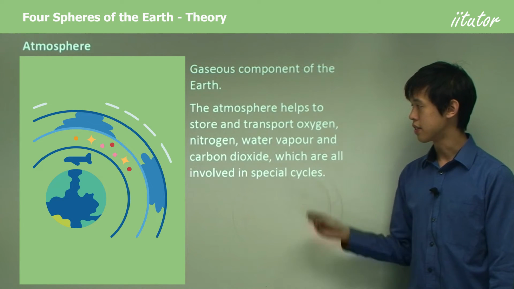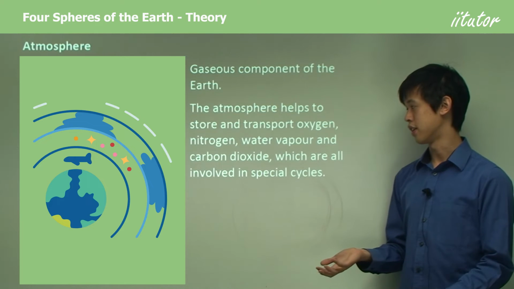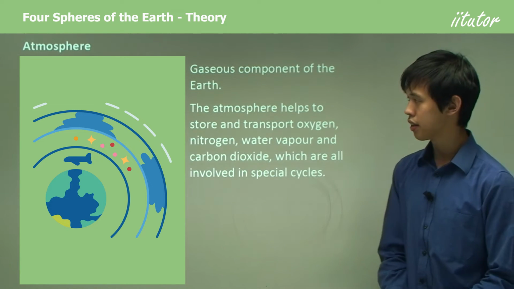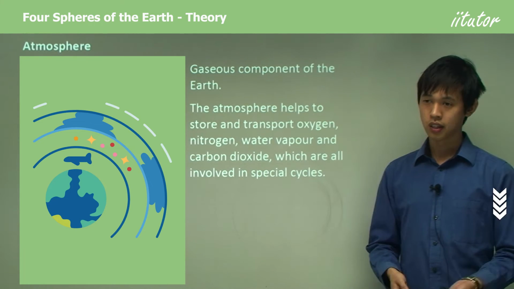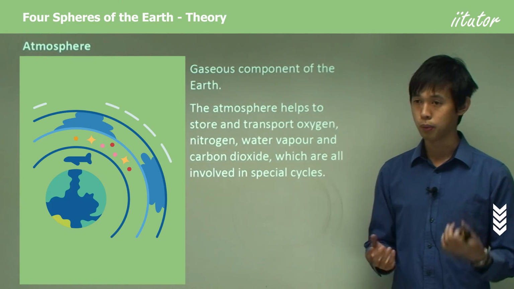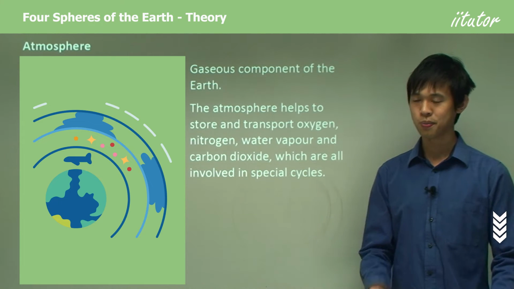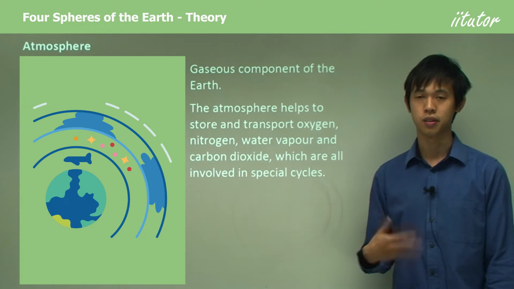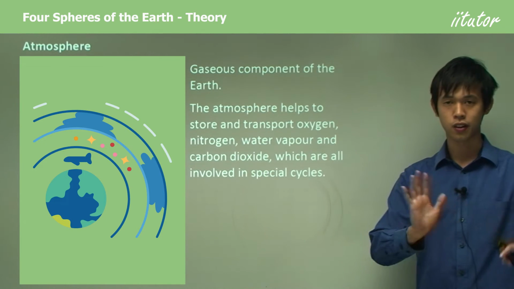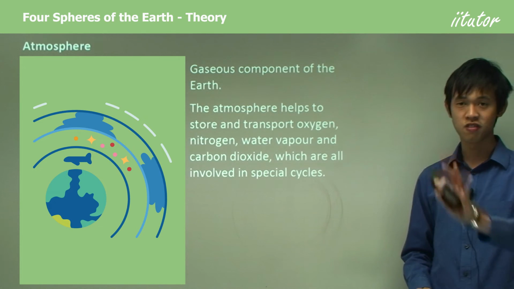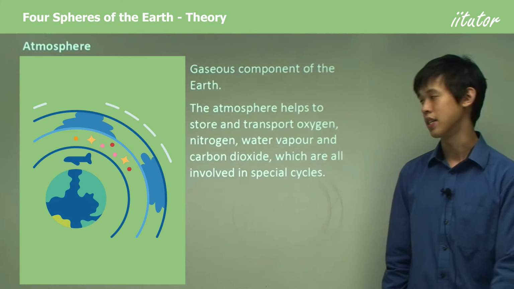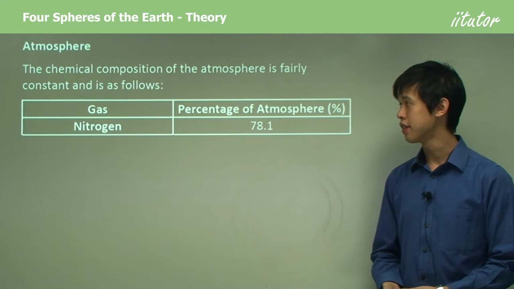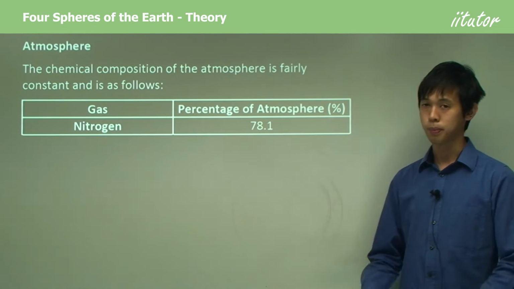The atmosphere helps to store and transport oxygen, nitrogen, and water vapor, as well as carbon dioxide, which are all used in special cycles. So oxygen is used in our respiratory cycle, as well as the photosynthetic cycle. Water is used in, obviously, the water cycle. Nitrogen has its own cycle called the nitrogen cycle. And carbon has its own cycle called the carbon cycle. Okay, so all of these are involved in cycles, and the atmosphere helps to move them around to places that can actually utilize them. So the chemical composition of the atmosphere is fairly constant, but it does vary from place to place, but not by much.